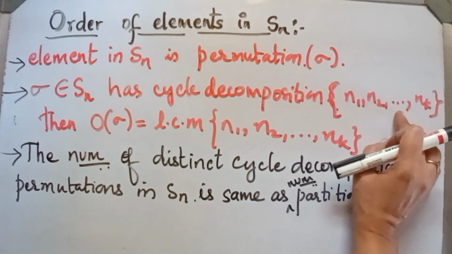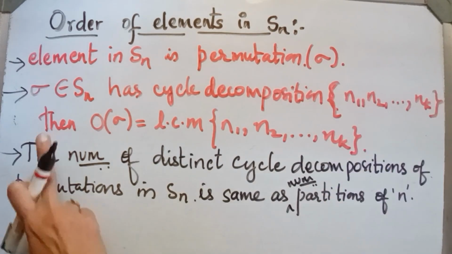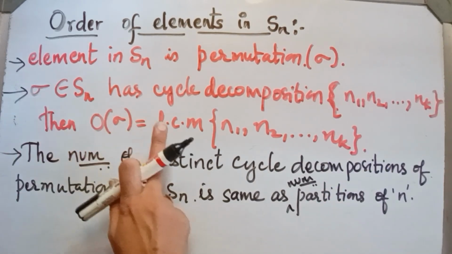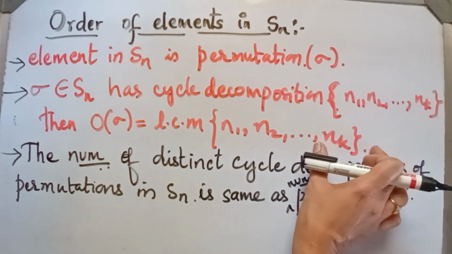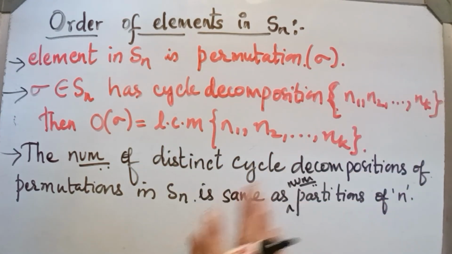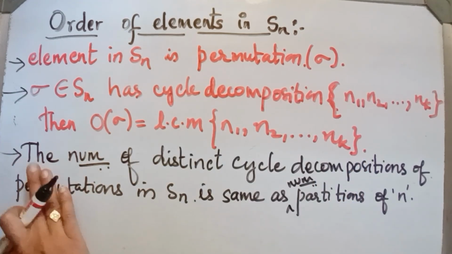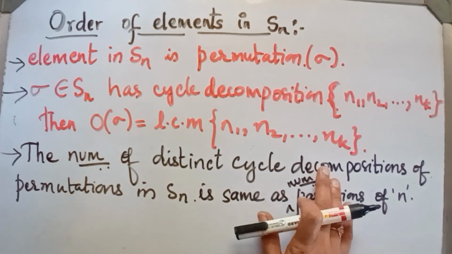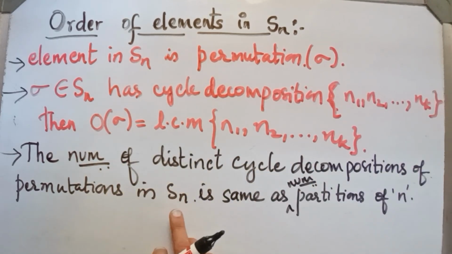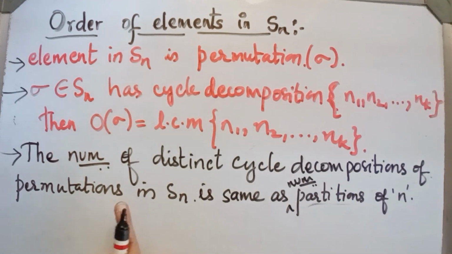Suppose it has the cycle decomposition in this way, with the lengths of the cycles being n1, n2, and so on up to nk. Then the order of that permutation is nothing but the LCM of n1, n2, so on up to nk. I'll illustrate this with an example. Just wait. One more fact you have to remember: the number of distinct cycle decompositions of permutations in Sn is the same as the number of partitions of natural number n.